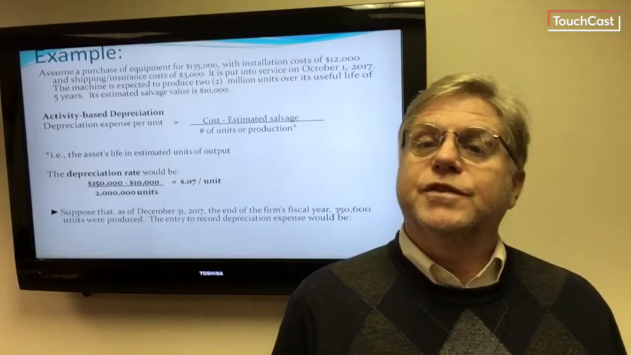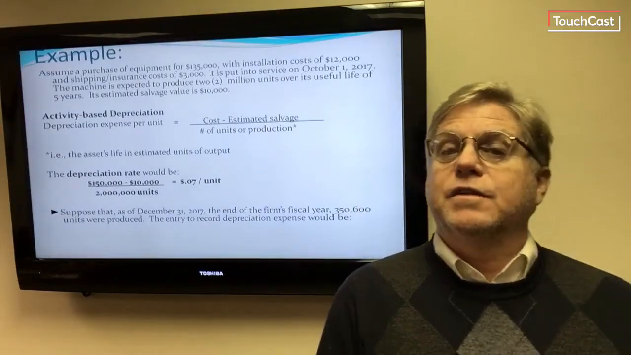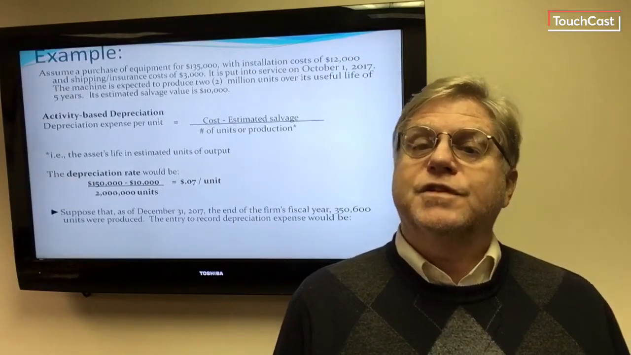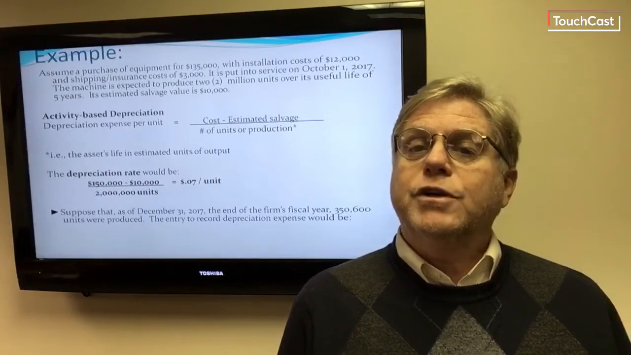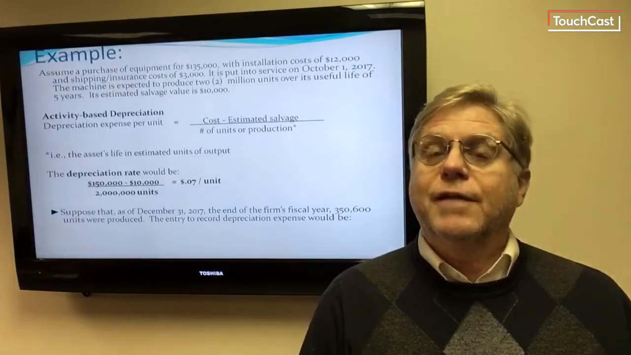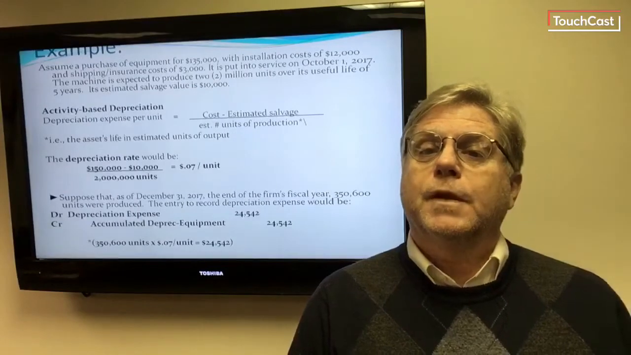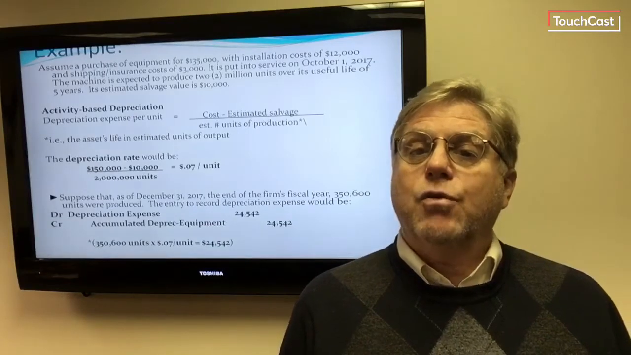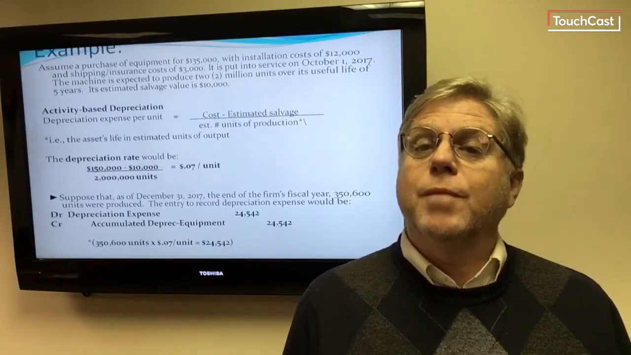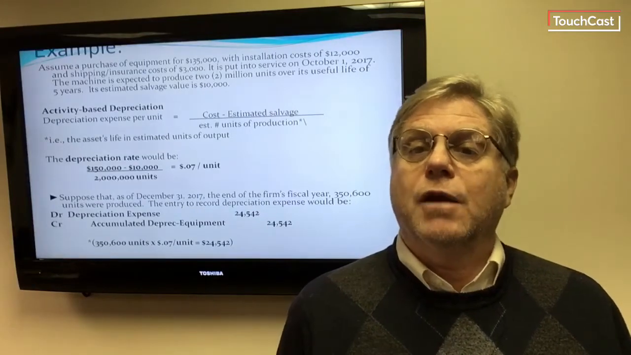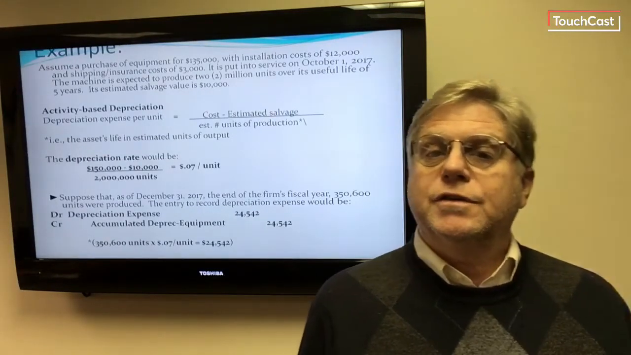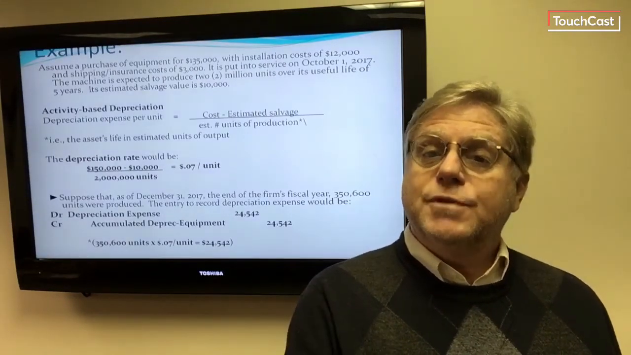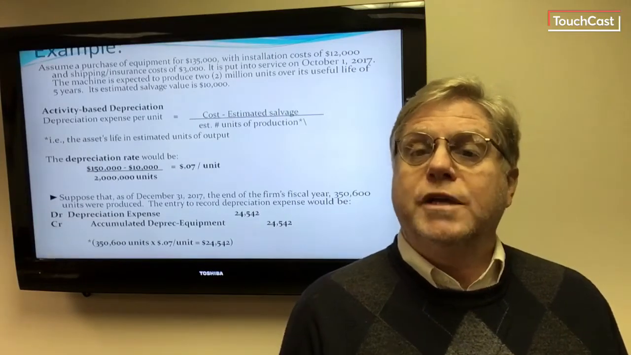And so let's suppose that as of December 31st, 2017, that's the end of the first year of use of this asset, 350,600 units were produced. The entry to record depreciation expense, given this information, would be a debit to depreciation expense of $24,542 and a credit to accumulated depreciation - equipment of $24,542.